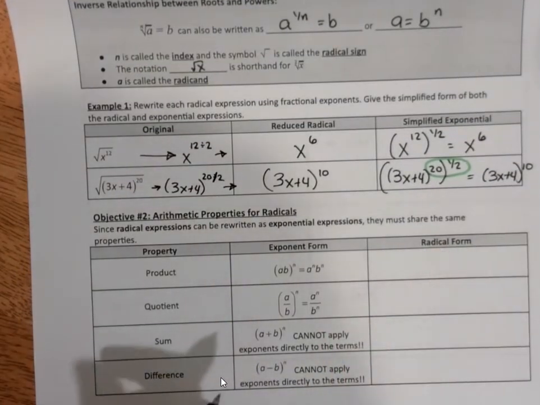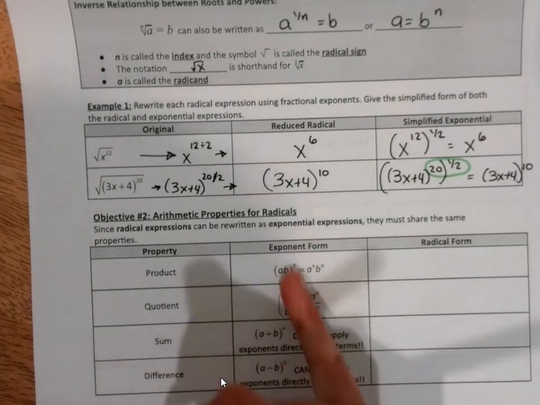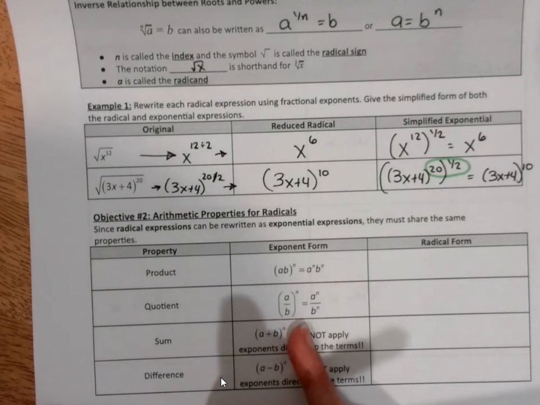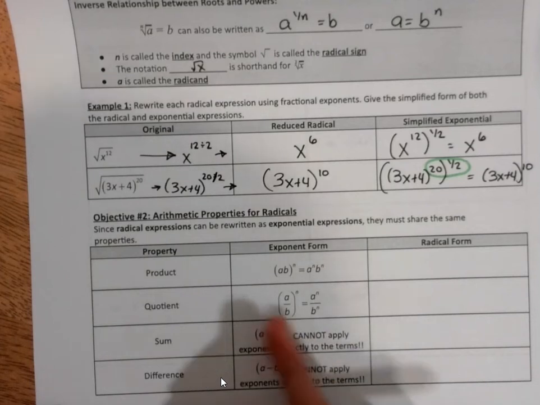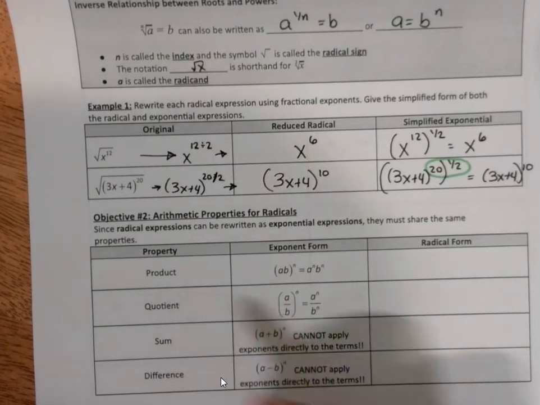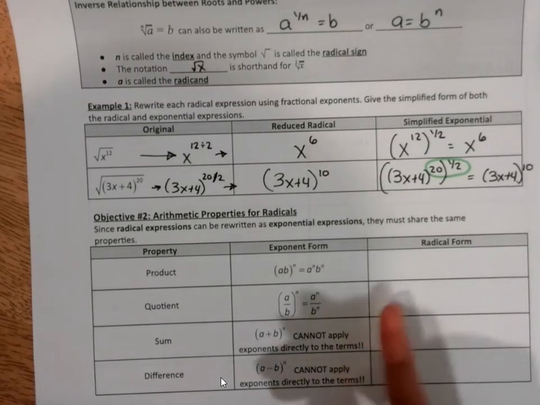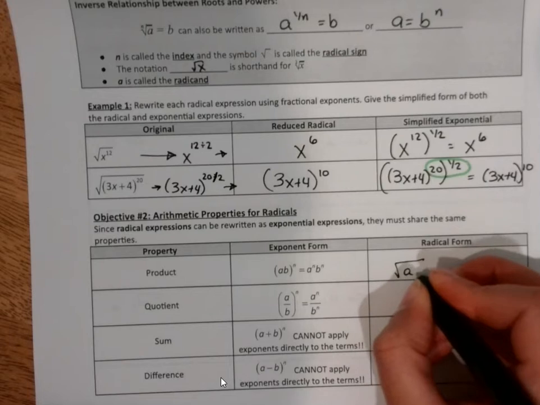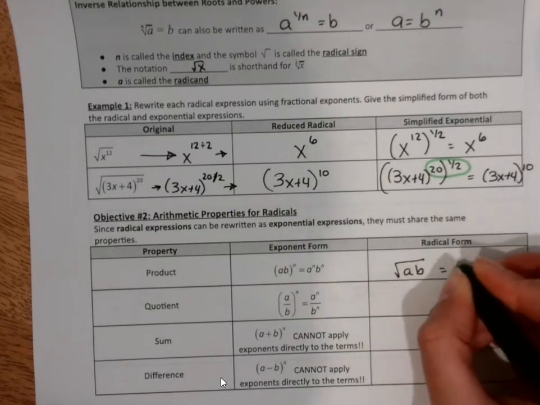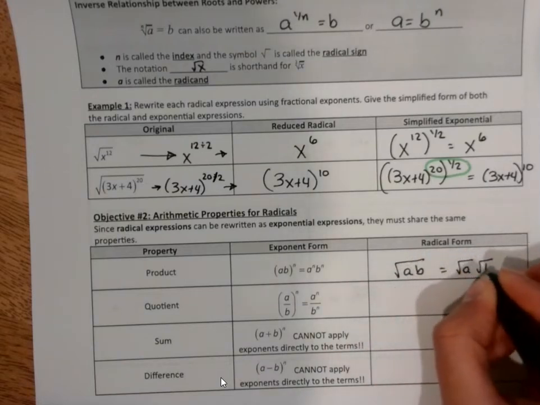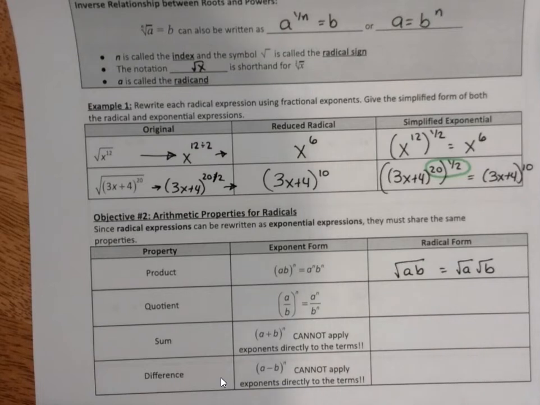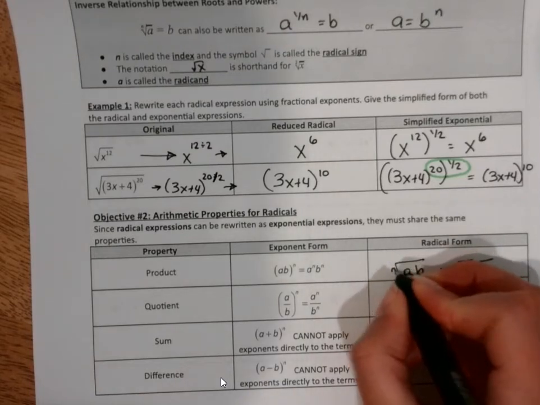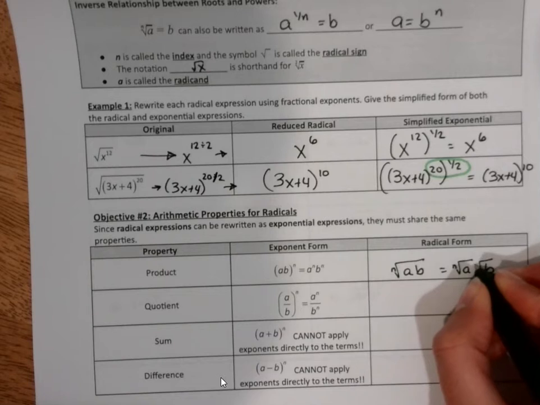In the second objective, we're going to look at some properties for radicals. We already have these properties from a long time ago for exponent form, and since radicals are exponents, just fractional powers, we can do the same thing for radical form. So if I have the square root of a times b, that's the square root of a times the square root of b. Those don't have to be square roots, they could be nth roots. So we throw a little n in each of those roots as well. Nth root of a, nth root of b.